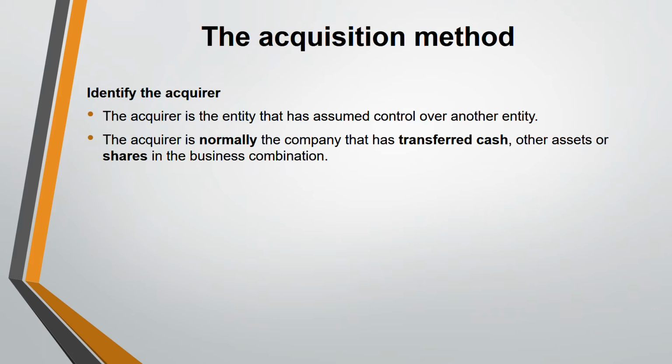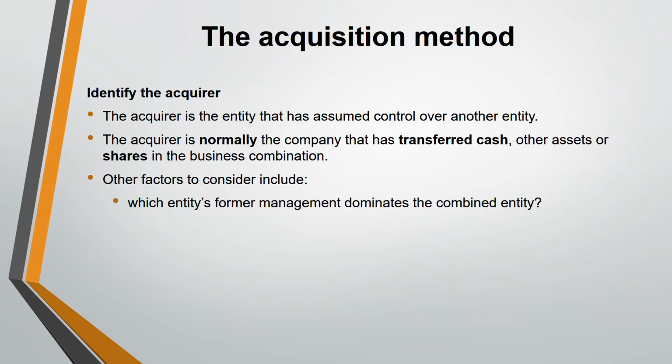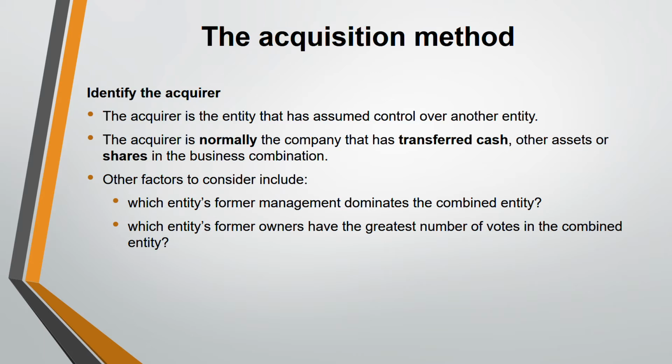Okay, so the one who has transferred cash or any asset or shares is the acquirer. Other factors are also there to know who is the acquirer, such as which entity's former management dominates the combined entity. Whoever dominates the combined entity is the acquirer. Which entity's former owners, meaning before this business combination, have the greatest number of votes in the combined entity. That means whoever has the greatest number of votes, let's say 60%, 70%, is the acquirer. Which entity was bigger? The one who has acquired or the one who is being acquired?